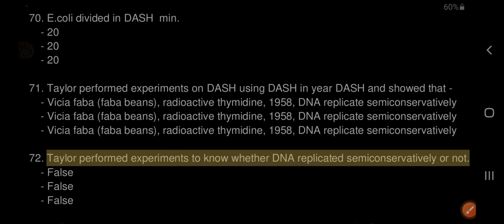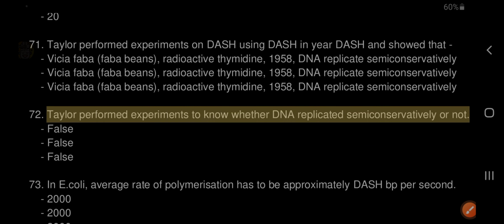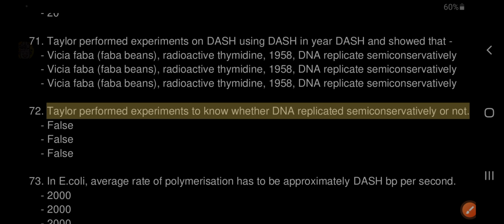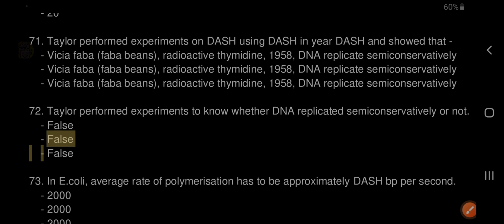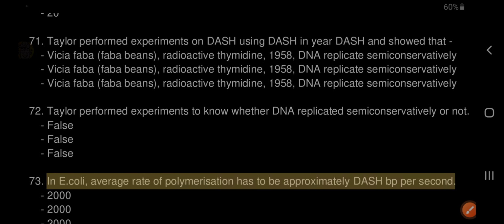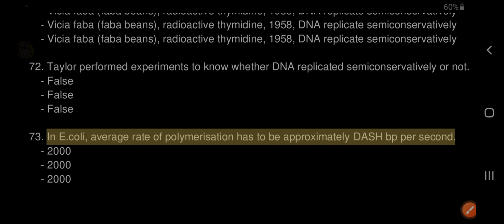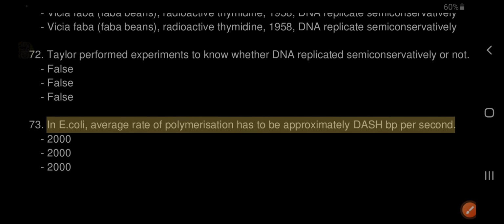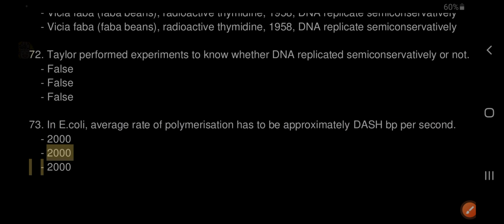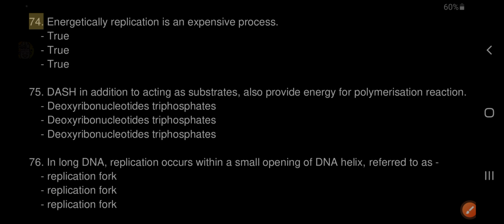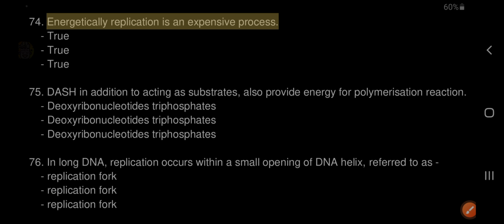72. Taylor performed experiments to know whether DNA replicated semi-conservatively or not. False. 73. In E. coli, the average rate of polymerization has to be approximately dash bp per second. 2000. 74. Energetically, replication is an expensive process. True.